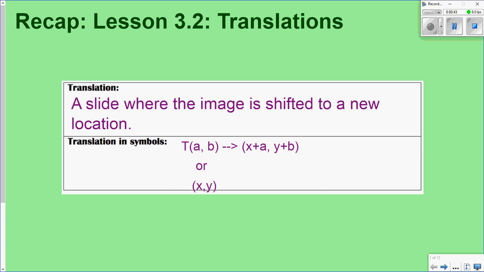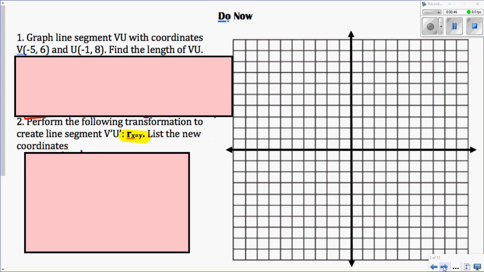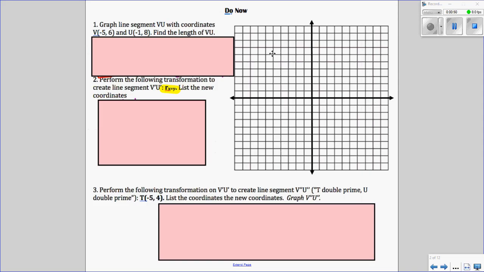Okay, and now some examples. There's one example. We're going to combine everything that we've learned from lesson 3.1 and lesson 3.2. So it says, graph the line segment VU with the coordinates V (-5, 6) and U (-1, 8), and then find the length of UV.